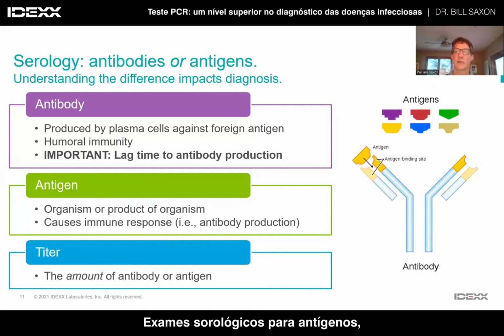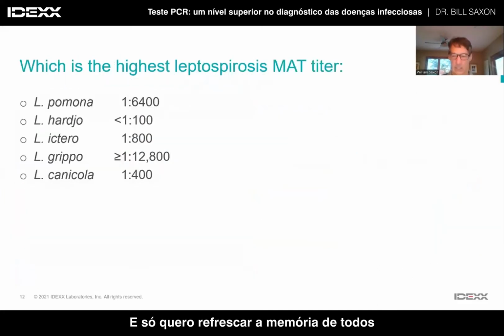Antigen serologic tests are actually looking for the organism or part of the organism. So it's actually identifying the bug, versus an indirect indication of exposure, which is what the antibody response will show. And then the titer is just a level of how much or the amount of antibody or antigen. And I just want to refresh everybody's memory on how to interpret these titers.